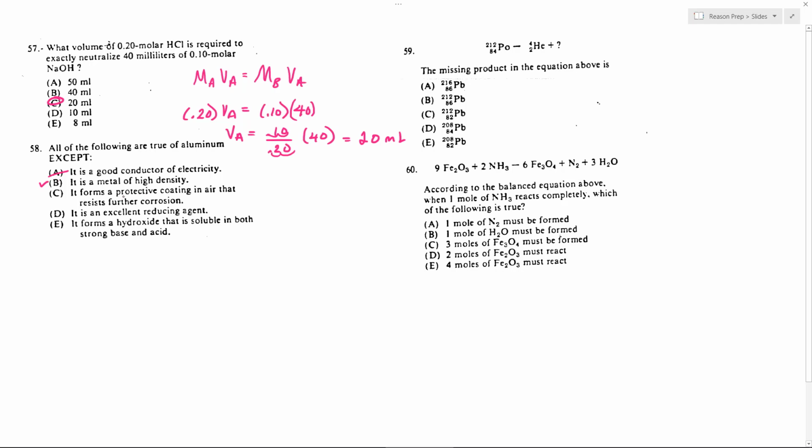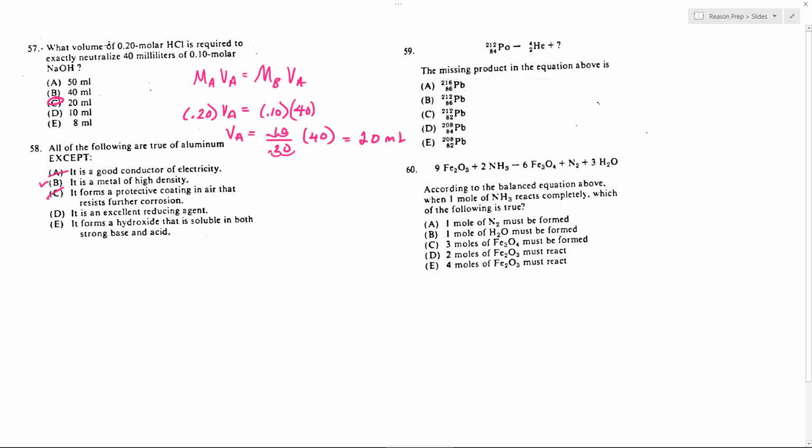It does form a protective coating in air that resists further corrosion. Basically, as the oxygen reacts with the aluminum and you form aluminum oxides, you get a coating which prevents further rusting, further reactions with the air. So that is true. Next is, if I can find my pen here, next is D. It's an excellent reducing agent.